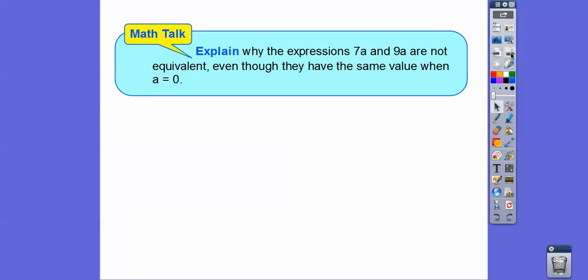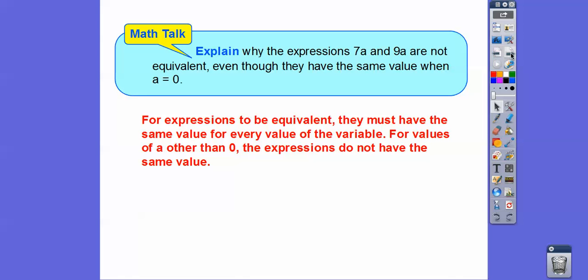All right, so explain why the expressions 7a and 9a are not equivalent, even though they have the same value when a equals 0. Well, by the same reasoning, you can plug in any other number. For the expressions to be equivalent to each other, they have to have the same value for every value of the variable. So if we plug in a equals 1, 7 times 1 is 7, 9 times 1 is 9, that doesn't work.